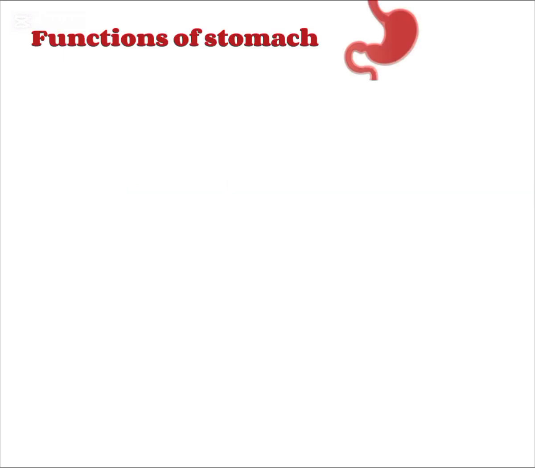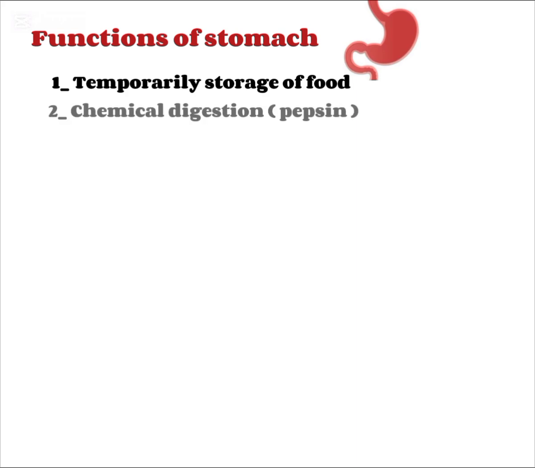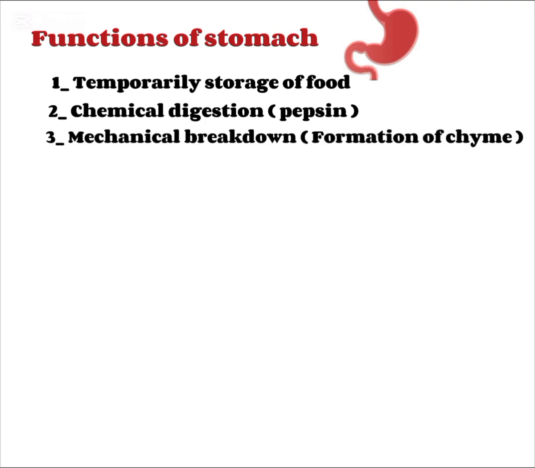Functions of the stomach. Stomach temporarily stores the ingested food. It takes part in the chemical digestion by secreting the enzyme pepsin that breaks down the proteins into polypeptides. Mechanical breakdown also occurs in the stomach because of its three muscular layers that are outer longitudinal, middle circular, and inner oblique layers. Because of these layers, stomach acts as a churn. Gastric juice is added into the food, and finally food is converted into the chyme.